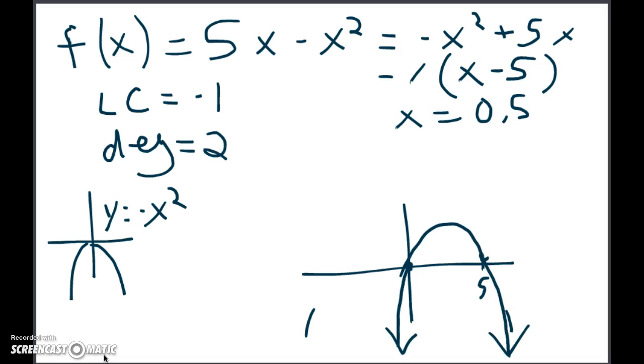So the graph looks like that, which fits what we know about a quadratic equation. This is a parabola because the degree is 2, and it opens down because the leading coefficient's negative. So it fits that as well.